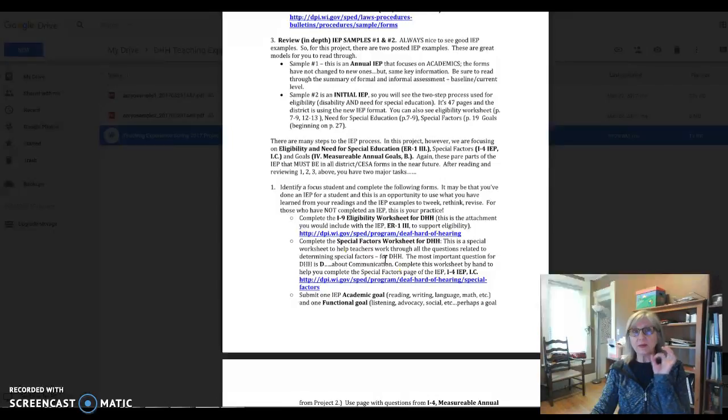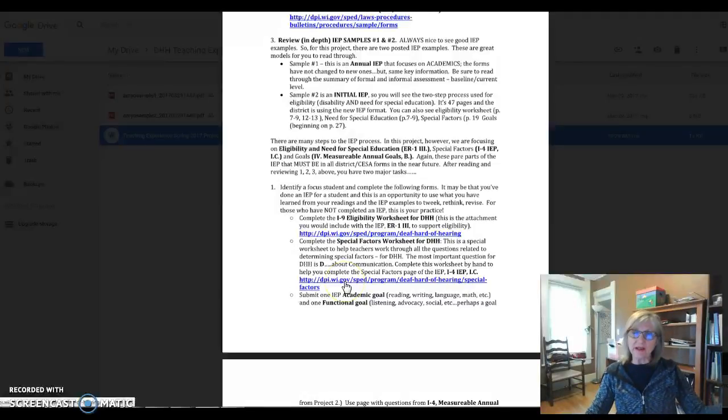The second is special factors. Special factors are particularly for students with sensory disabilities and more severe behavior issues, and includes deaf and hard of hearing. The most important part is the communication part. So what are the communication needs? What's the language? And the idea that students should have opportunities to interact with others who are using their primary mode, language of communication.